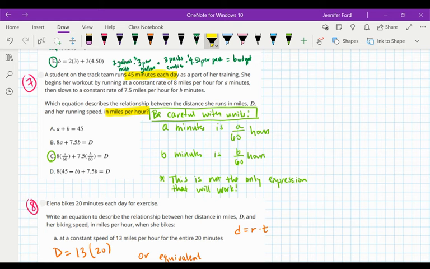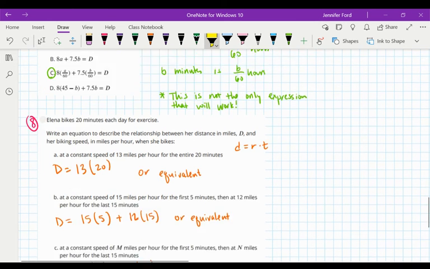So if I'm doing 8 miles an hour at the speed of, it's going to be C. This is not the only expression that will work. In fact, if I was going to make my own expression for this situation, I would probably do something a little bit different. But the question is which one of those matches, and C matches.